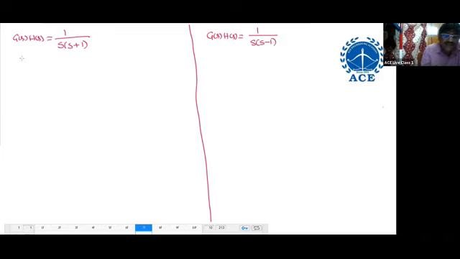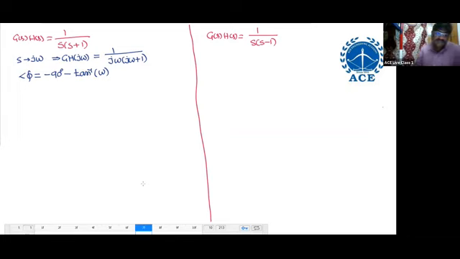What is the phase angle? Tell. S replaced by jω is not required, we can directly write the phase. GH of jω equals 1 by jω into (jω+1). Write the phase angle: minus 90 minus tan inverse of ω.